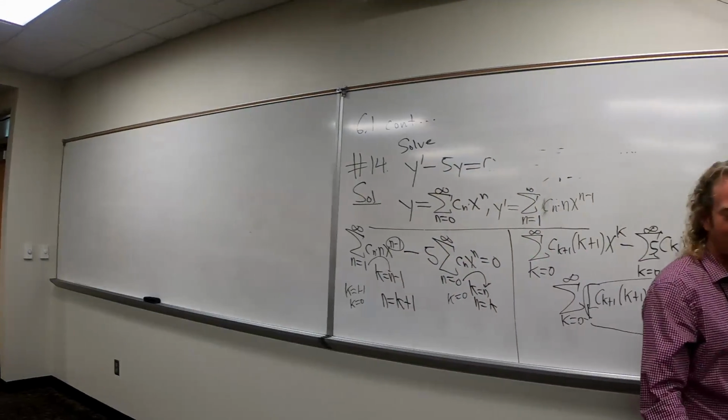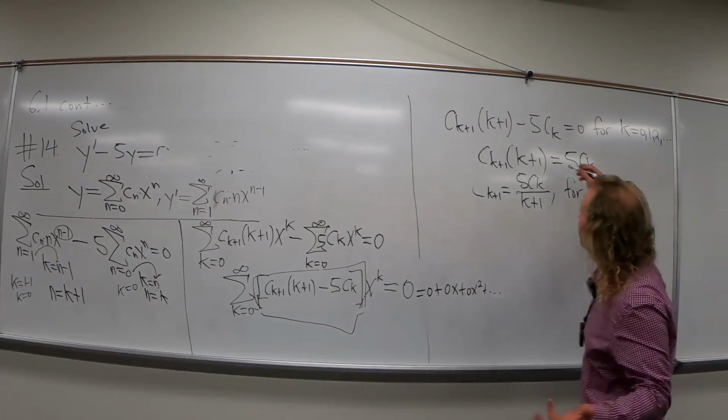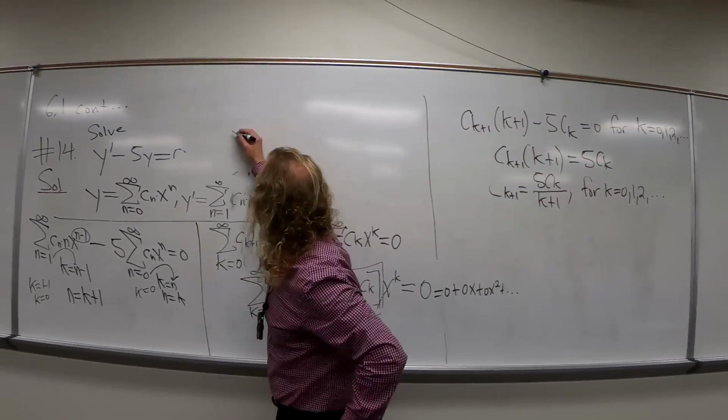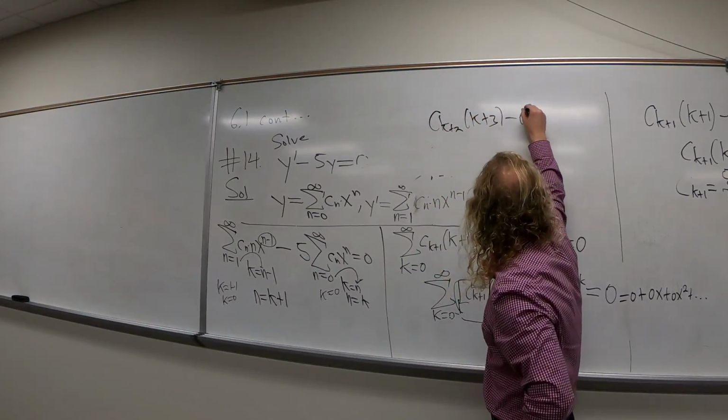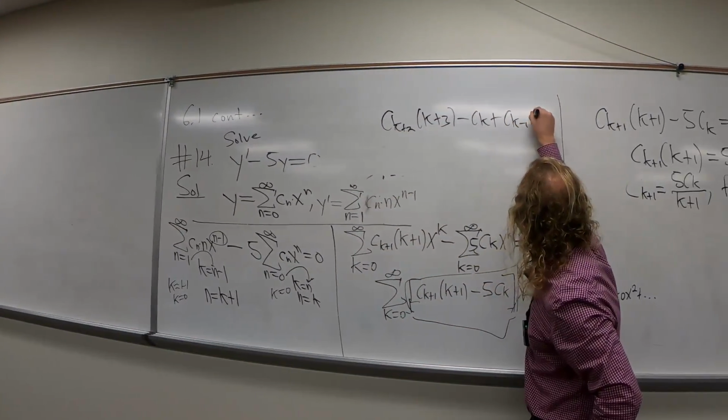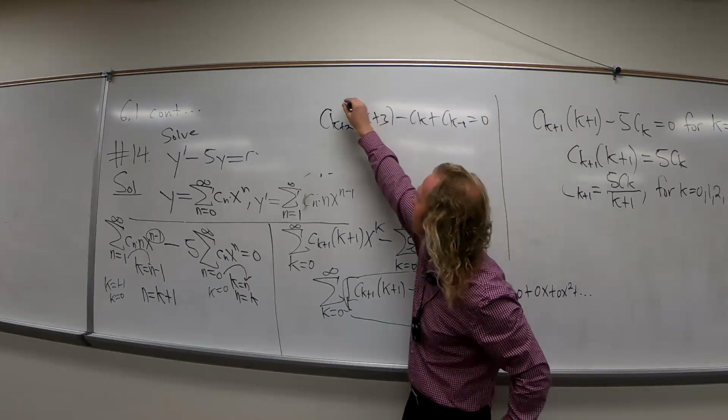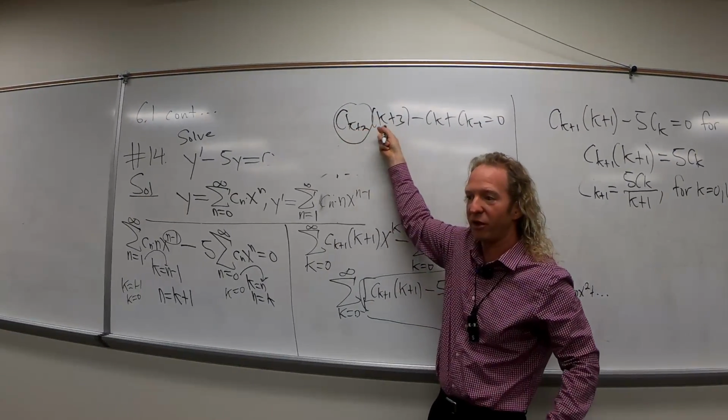What do you mean, solve for the bigger subscript? Good question. So say you had c sub k plus 2, c sub k plus 3, minus c sub k plus c sub k minus 1 equals 0. So you solve for this one, because k plus 2 is bigger than all the other ones.